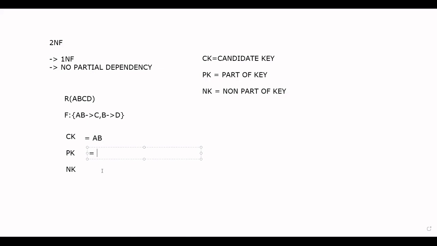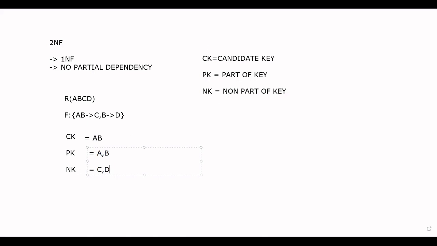Candidate key, that is AB. Now what is the PK? That is the part of key. So what is the part of key? A, and write down in comma, A and B. This is separate. So what is PK? That is the part of key, and AB is the candidate key. So part of key will be AB. So what will be the non-part of key? Very good, CD. Why? Because in the relation you have ABCD. So if AB is the part of key, what is the remaining? CD. So CD is the non-part.